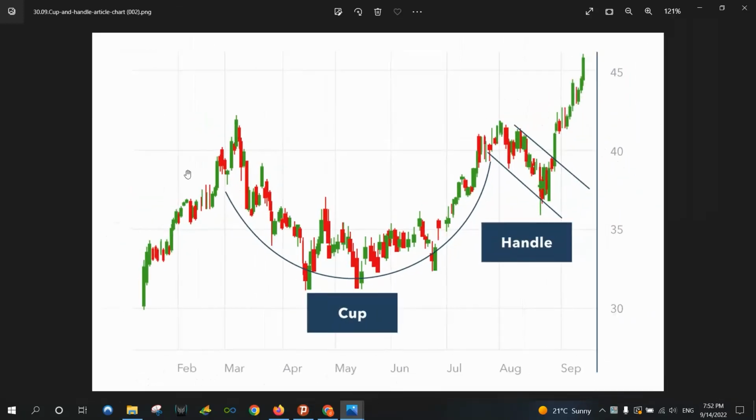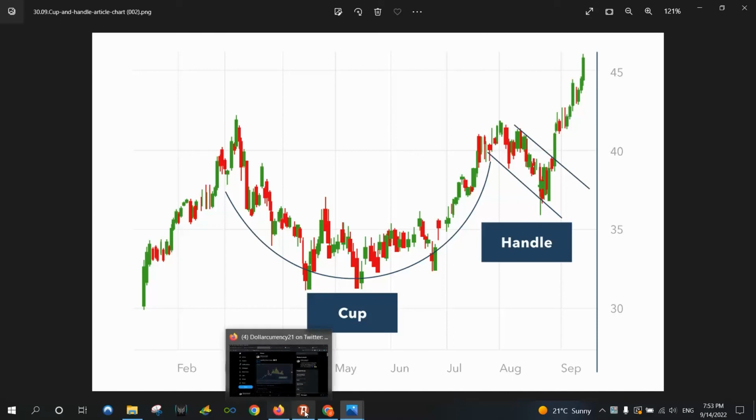So this is a cup and handle pattern. As you can see, we have a cup. This is a handle, and the moment that price breaks the handle to the upside, you want to enter in the market. Usually the distance from the bottom of the cup to the neckline, which is this resistance line, is equal to the distance from the handle to the upside.